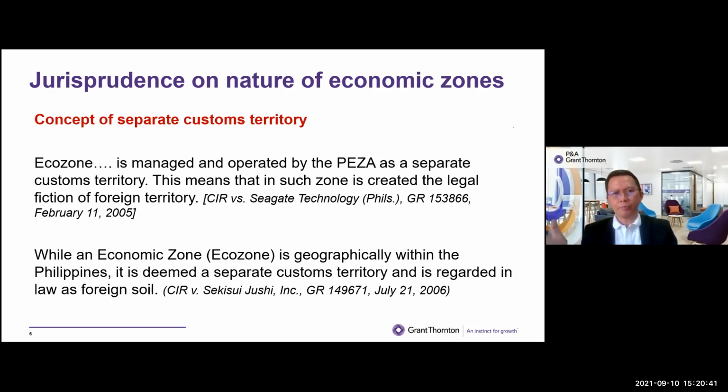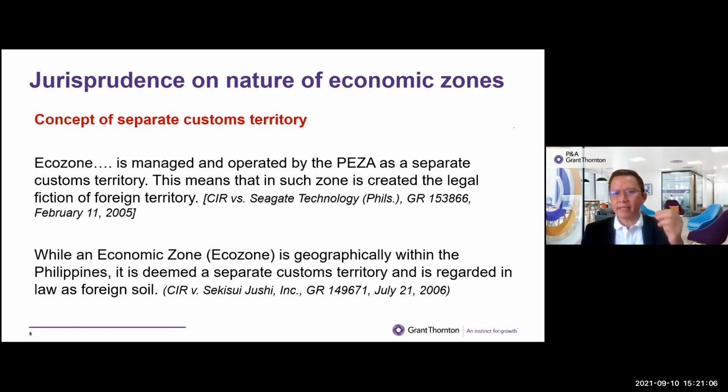According to the Supreme Court, and we will quote the portion of the decision about the definition of an ecozone: an ecozone is managed and operated by PESA, as I mentioned earlier, and is considered a separate customs territory. So it means that the foreign soil concept will now come in.